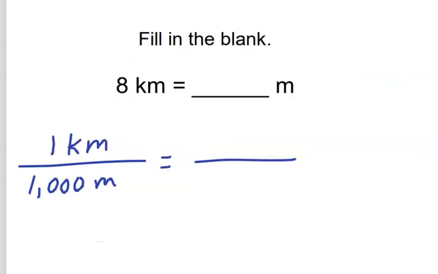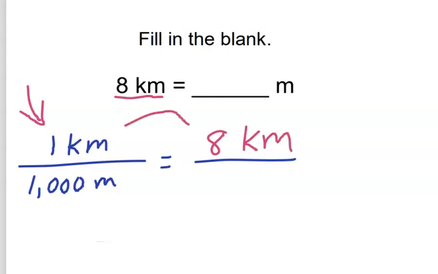All right, now we need to fill in the blank, and we are comparing kilometers to meters. Right here, I show that the ratio of kilometers to meters is there are 1,000 meters for every 1 kilometer. So if we want to get to how many meters are in 8 kilometers, we'll just put the 8 right here.